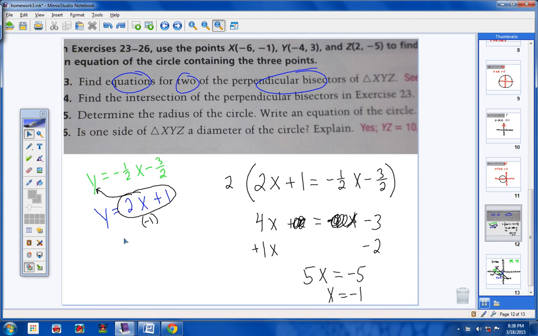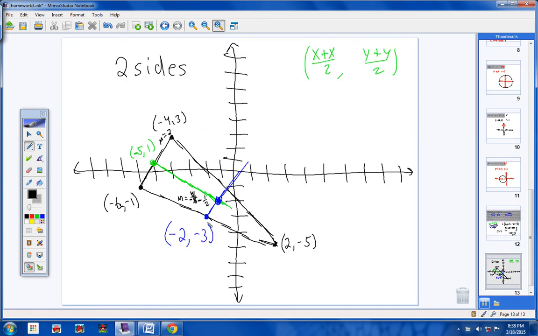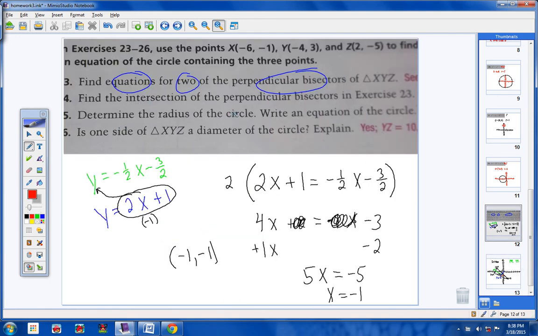Yes, students, everything is totally accurate. So our point of intersection of the green line and the blue line is negative 1, negative 1, okay? And that's why you can't always go by your graph exactly, okay? So I'm going to put the intersection point in red. So the center of the circle is negative 1, negative 1. Got it? Okay? Now, next they ask us to determine the radius of the circle, okay?